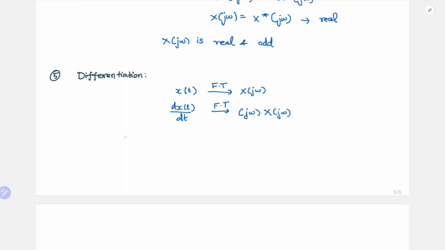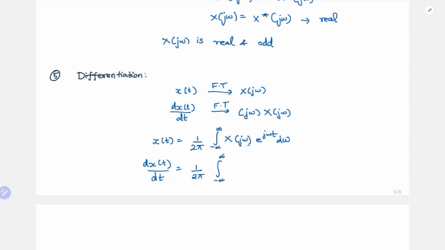So let us derive this. From the inverse Fourier transform, I have x of t is 1 by 2 pi integral from minus infinity to infinity x of j omega e power j omega t d omega. So my dx of t by dt, its inverse transform is going to be, if you see we need to differentiate by d by dt, right?